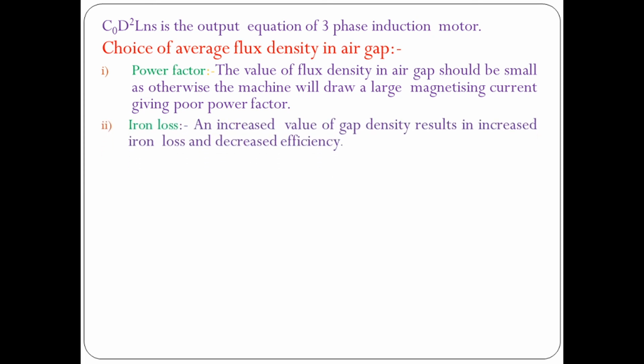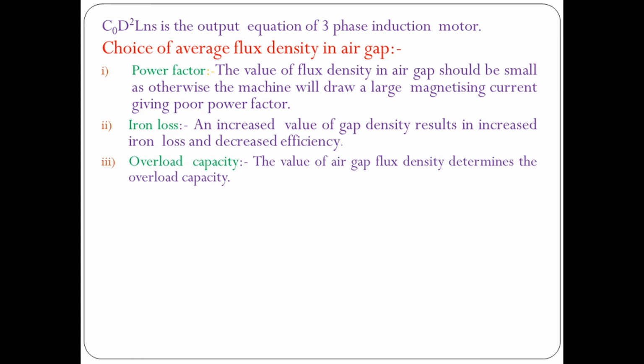So second point is the iron loss. With an increased value of gap density, flux density is increasing, which means the amount of flux will be more in the air gap. The flux density is increasing, which in turn increases the amount of flux present in the air gap, because the area of the air gap is fixed during the construction. It will not be changed. So an increased value of gap flux density results in increased iron loss. If there is an increase in the flux, there will be an increase in iron loss, and naturally a decrease in the efficiency of the induction motor.